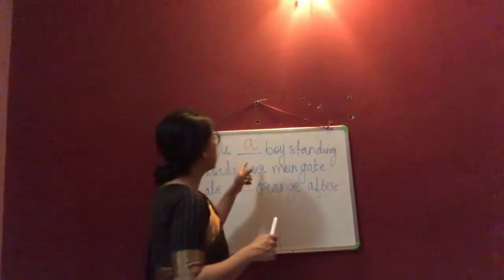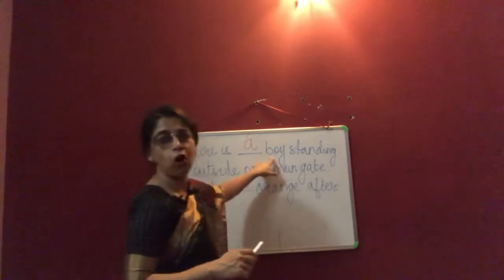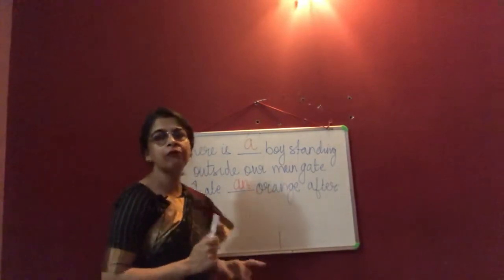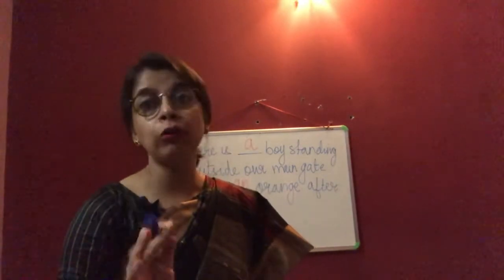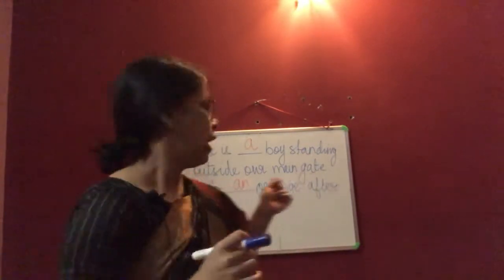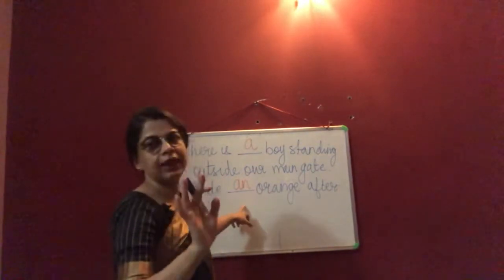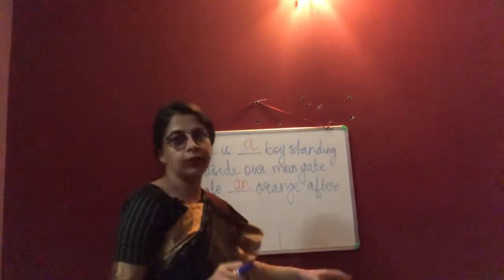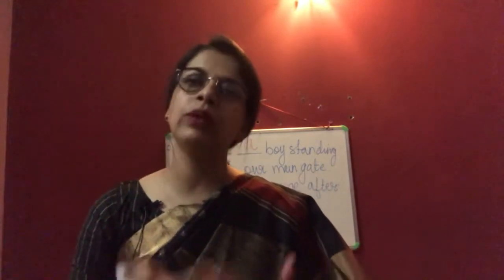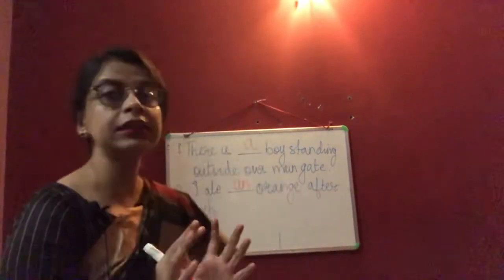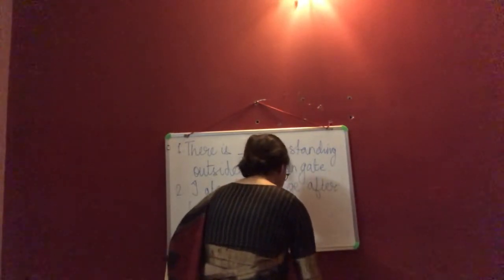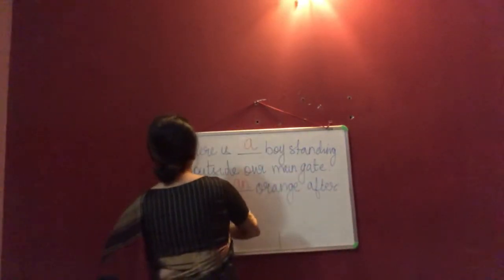A is used in front of a singular noun. Can you see boy out here? Yes, it is a singular noun. And an is used in front of a vowel sound word. Orange not only sounds like a vowel, but also begins with O. Words beginning with A, E, I, O, U, as well as having a vowel sound, will have an in front of them. Now, there are certain rules to that as well.